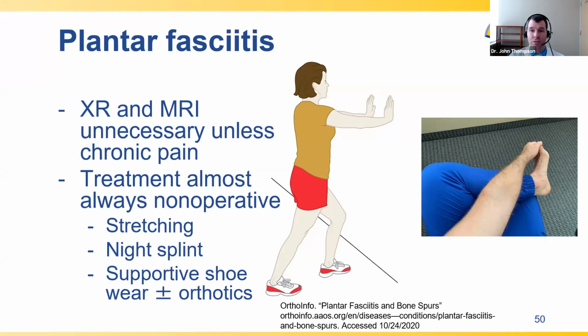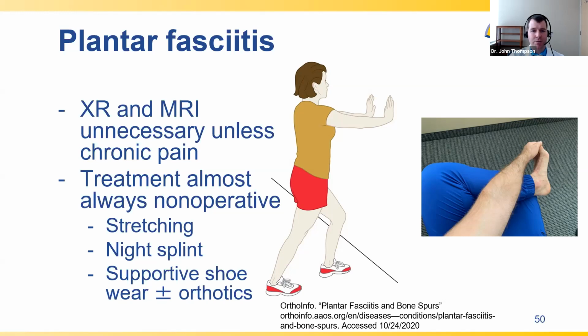The other stretch involves crossing your affected leg on top of the other leg, and then pulling the toes back and pulling the ankle back at the same time. Again, hold this stretch for 10 to 20 seconds and do this a few times a day. Improvements are usually noted after a few weeks of persistent stretching.